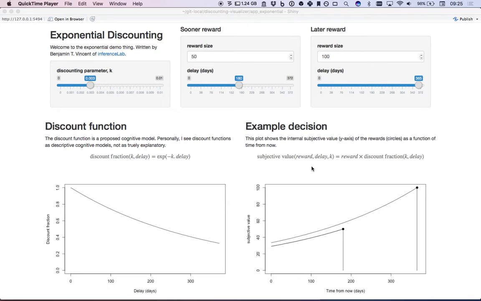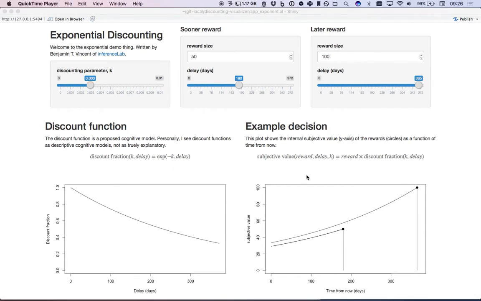Okay, so this is a quick example of exponential discounting. Over on the left here, we can see that we have our exponential discounting function. What this is saying is that if I were to receive a reward immediately, it would have its full value. But as the reward is delayed in time further and further, I discount this more, and so I'm multiplying the reward by this discount factor.